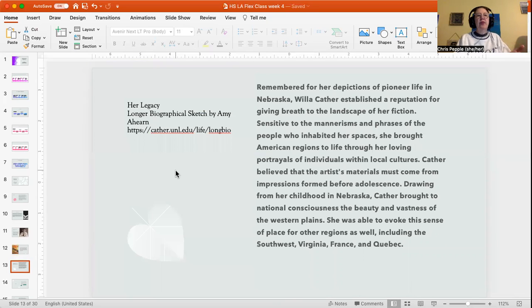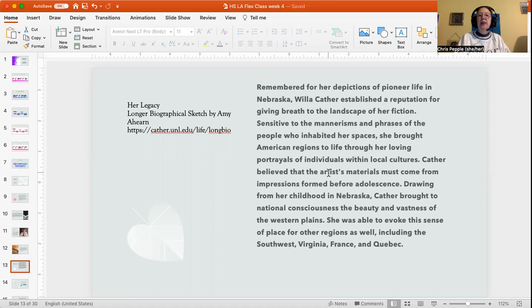This is from her legacy. It's from a biographical sketch. Remembered for her depictions of pioneer life in Nebraska, Willa Cather established a reputation for giving breath to the landscape of her fiction. Sensitive to the mannerisms and phrases of the people who inhabited her spaces, think realism here, she brought American regions to life through her loving portrayals of individuals within local cultures.